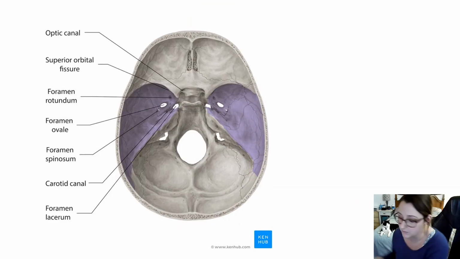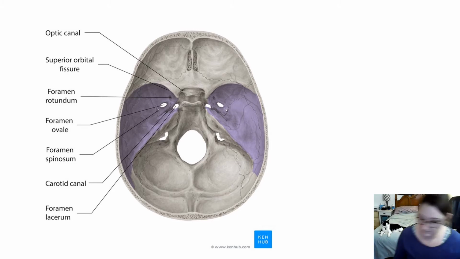And here we're going to talk about some of these foramen within the skull. Let me find my little pin here. So here we're going to have the foramen rotundum, the foramen ovale, and the foramen spinosum, as well as the foramen lacerum, the jugular foramen, and then of course this foramen magnum.